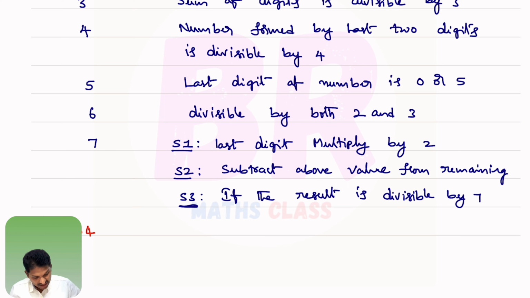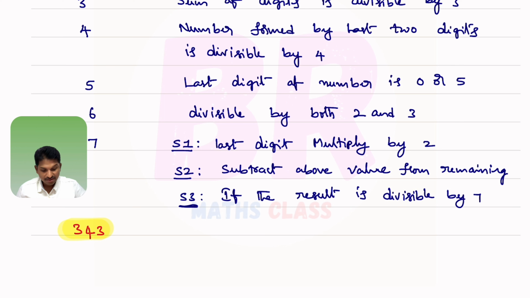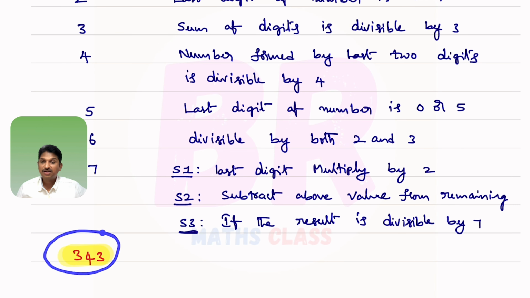Take 343. I am checking whether this number is divisible by 7 or not. For that, you multiply the last digit by 2. So step 1, here I'll write step 1. What is the last digit? 3. 3 into 2 is 6.